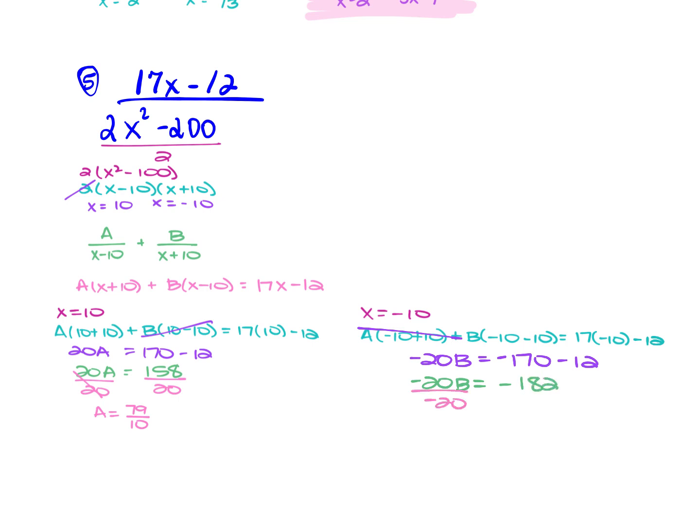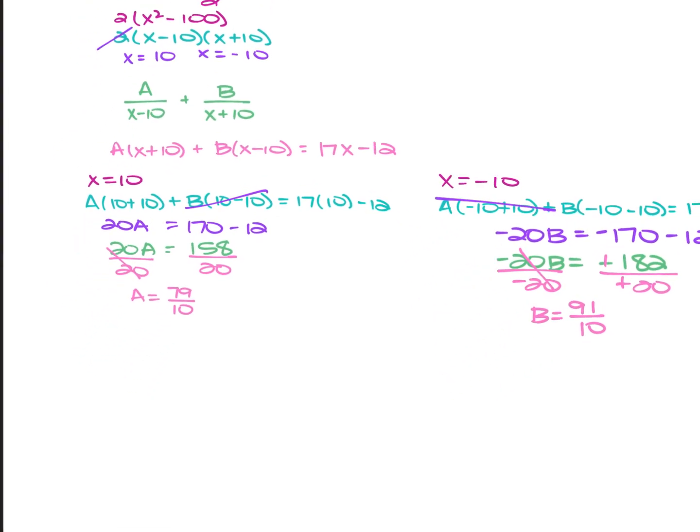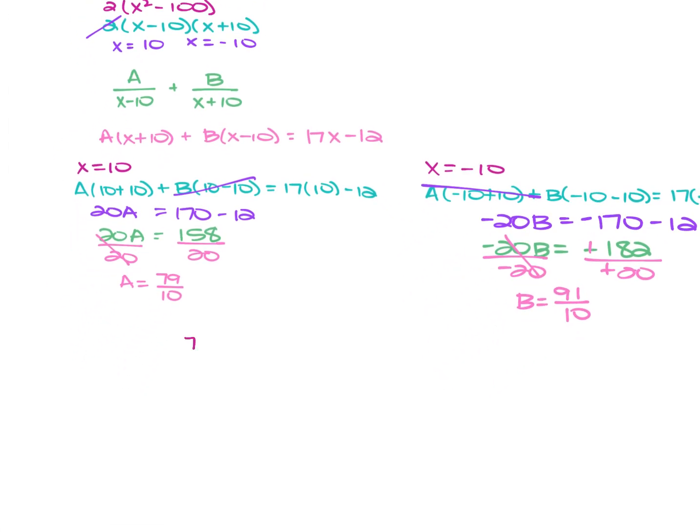Divide each side by the -20. Again, they're both even numbers. They're also both negatives, so they become positives. And b is going to equal 2 goes into 18 9 times. That's 1, so 91 over 10. So now you have a and b. Rewrite these to where it's 79 over 10 over x minus 10 plus 91 over 10 over x plus 10.